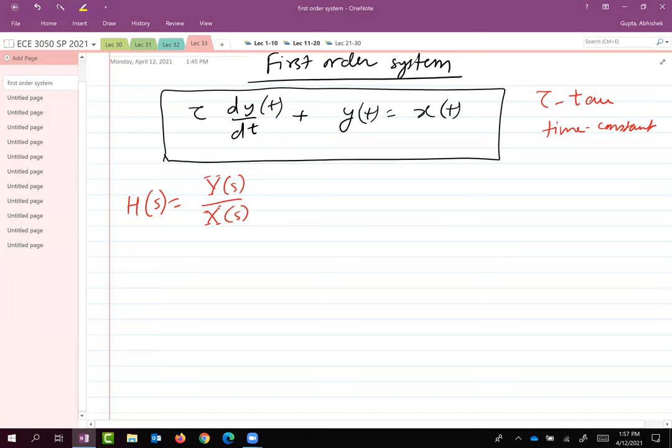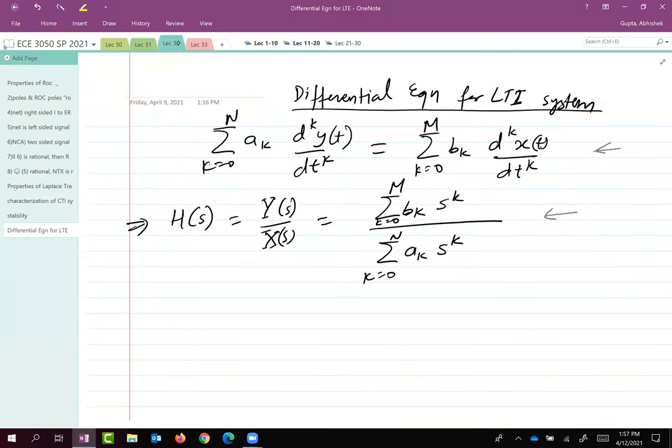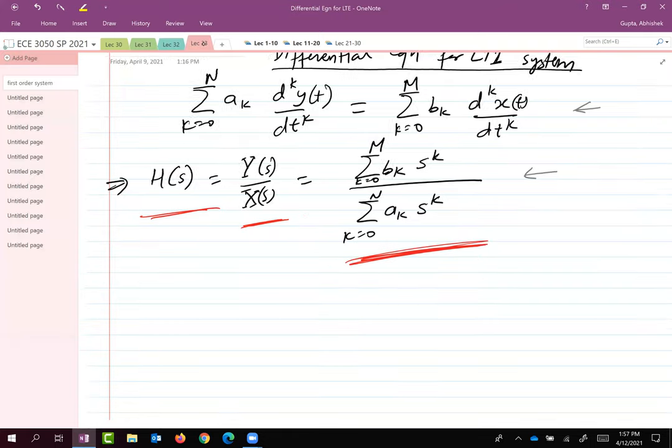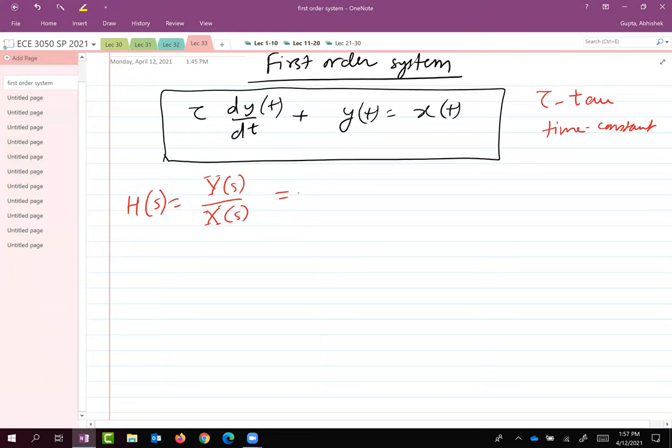Oh, oops. Yeah. Let's go back to 32, right? So H of S is Y of S over X of S, and that's given by this expression. So that's what I'm looking for here. In that case, it would just be tau S plus 1 over 1. So just that. Well, yeah. So you had it the other way. So tau S plus 1 will be in the denominator. Okay. Somebody wrote in the chat, which is the correct expression.